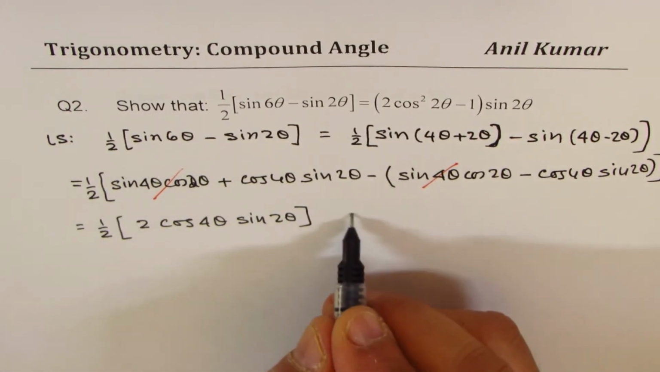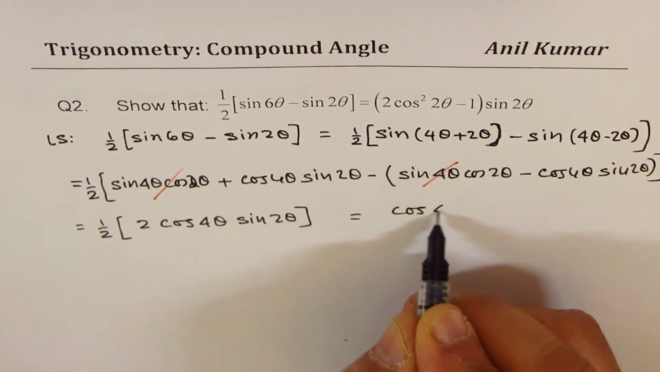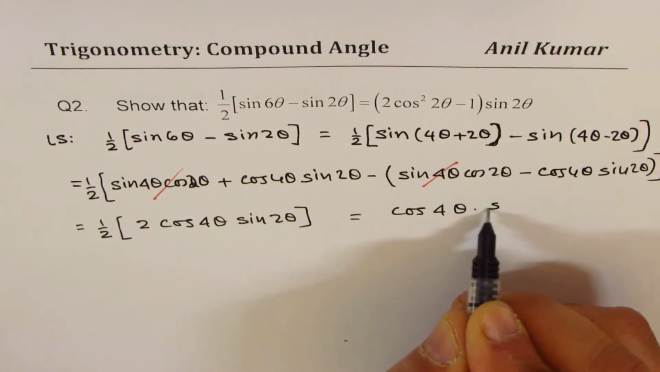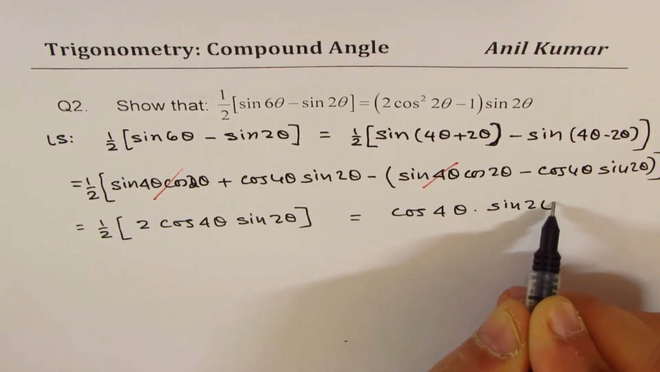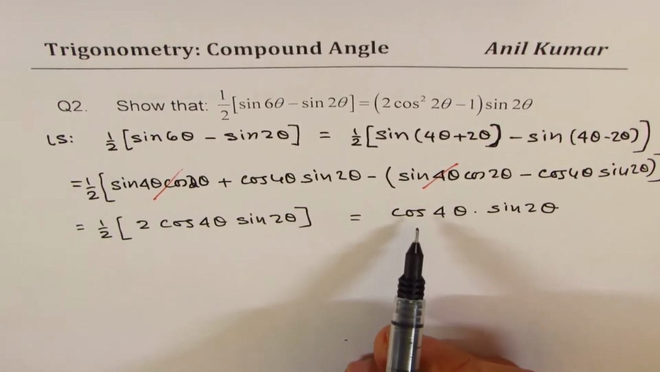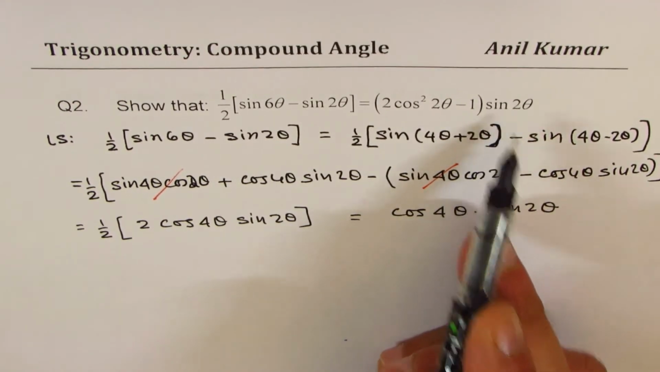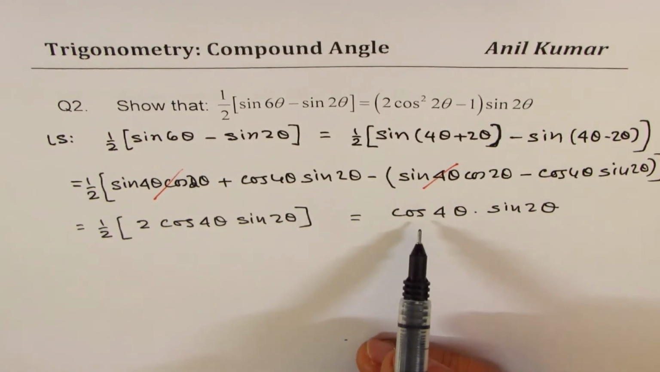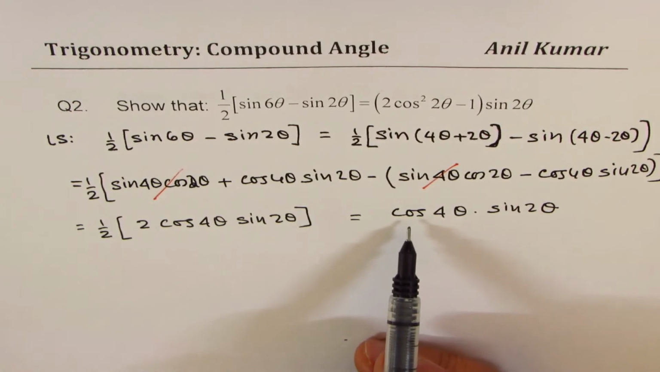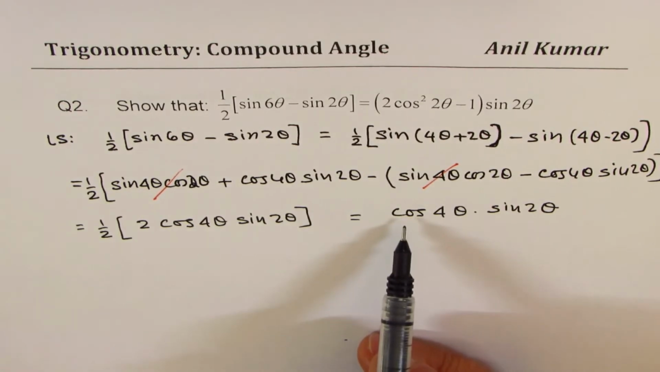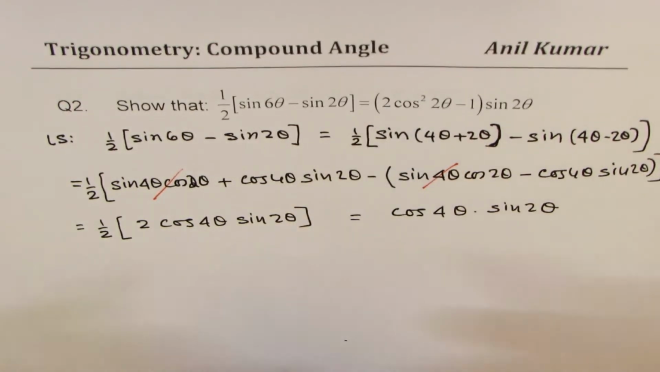Now half and 2 cancel, so you get cos of 4 theta sine 2 theta. Now we have 4 theta here, and sine 2 theta is already there with us. We can apply the double angle formula here and write this as the given formula.